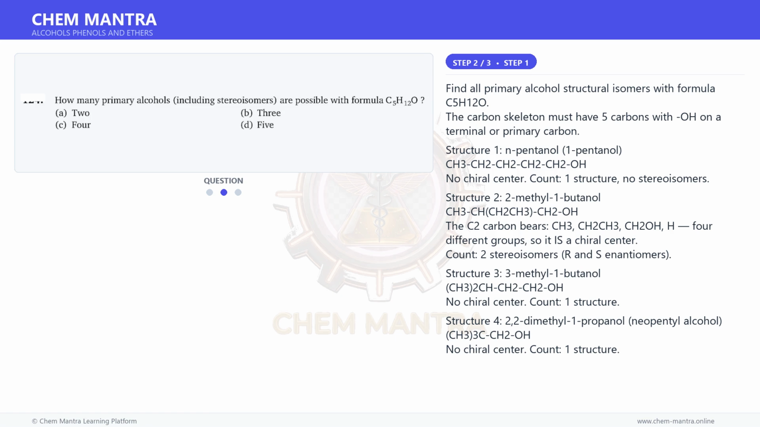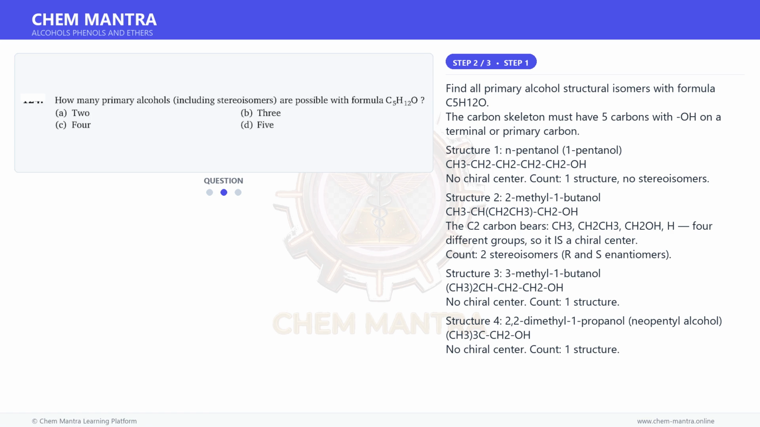Structure 2: 2-methyl-1-butanol, CH3CH(CH2CH3)CH2OH. The C2 carbon bears CH3, CH2CH3, CH2OH, and H, 4 different groups, so it is a chiral center. Count 2 stereoisomers, R and S enantiomers.